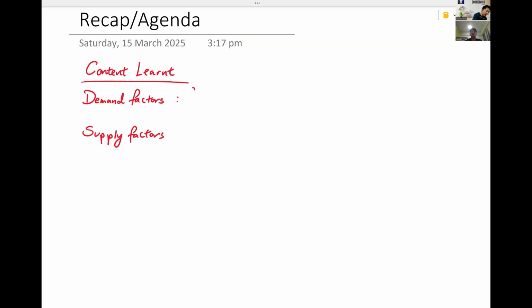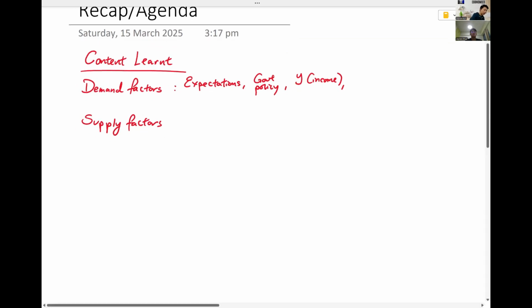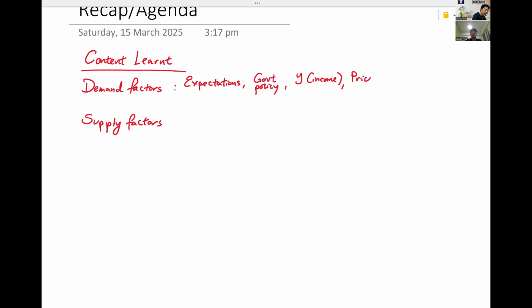We had expectations. We had government policy. Okay, then Y, you will learn in econs, Y always stands for income. Okay, so it's a short form. Even in macroecons, next year, Y always stands for income. Okay, P stands for the price of related goods.